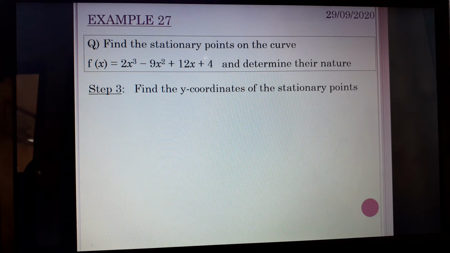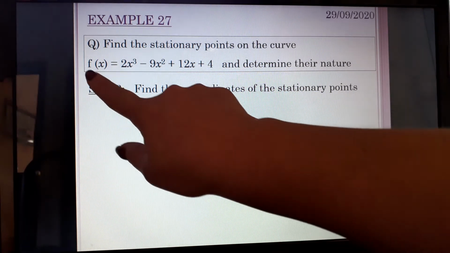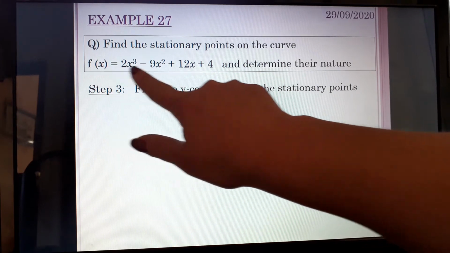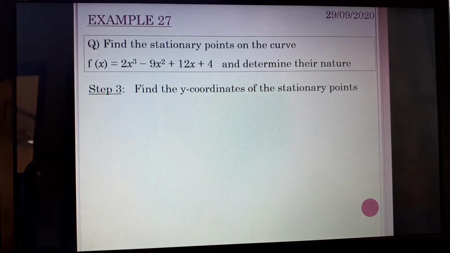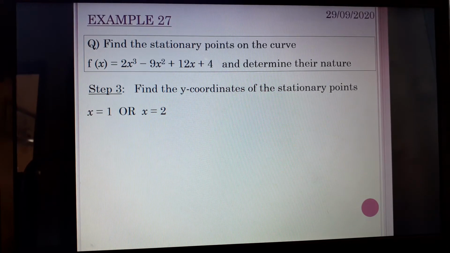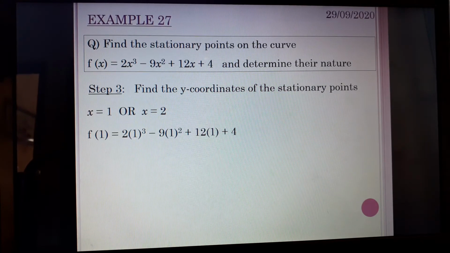Now, you have to remember here that f of x and y are the same thing. So if you want to find what the y value is, you're going to use f of x equals your function here. Put those two x values into that to get your corresponding y. So if x is equal to 1 or x is equal to 2, I'm going to put it into our f function, and that will give us what y is equal to, because f of x and y are the same thing. So we just tidy that up.